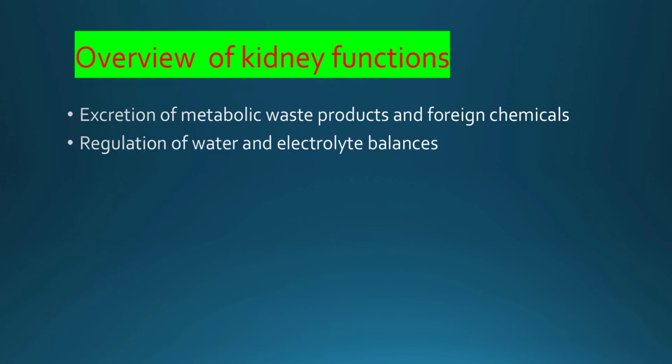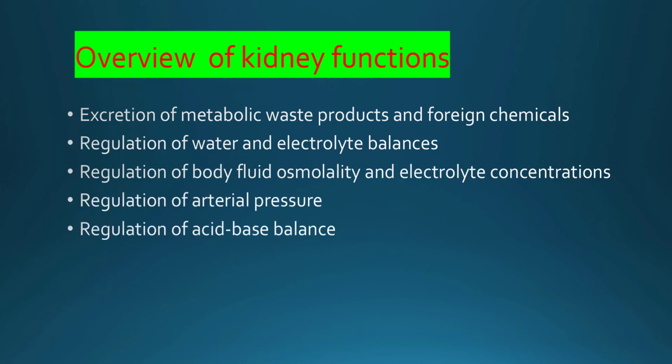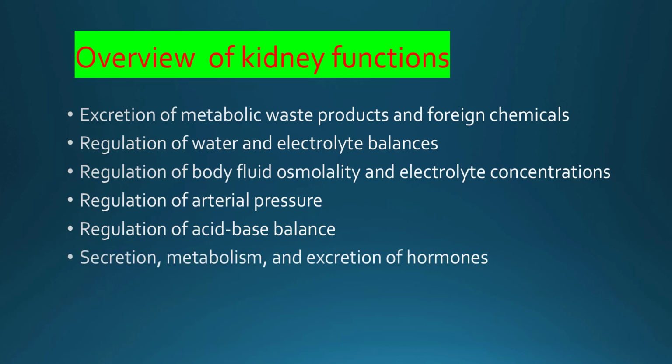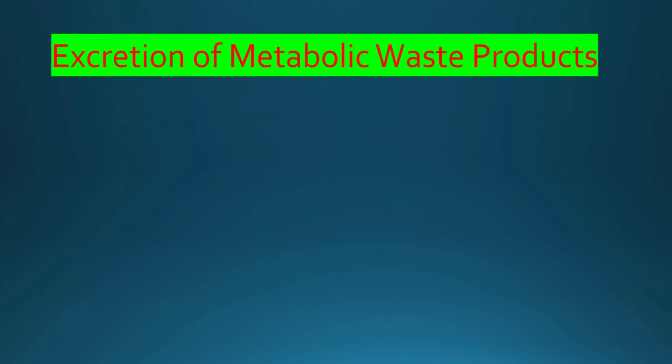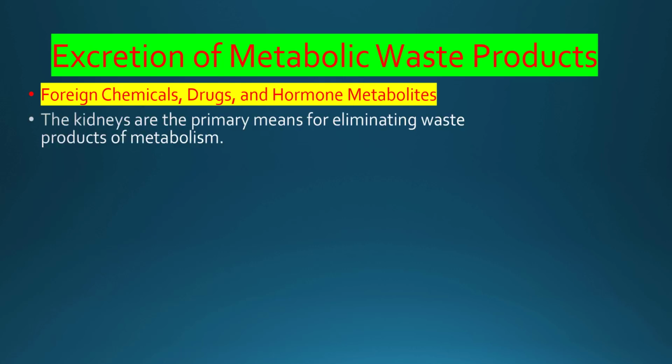Overview of kidney function. The physiological functions of the kidney are excretion of metabolic waste products and foreign chemicals, regulation of water and electrolyte balance, regulation of body fluid osmolarity and electrolyte concentration, regulation of arterial pressure, regulation of acid-base balance, secretion, metabolism, and excretion of hormones, and gluconeogenesis. Function: excretion of metabolic waste products, foreign chemicals, drugs, and hormones.